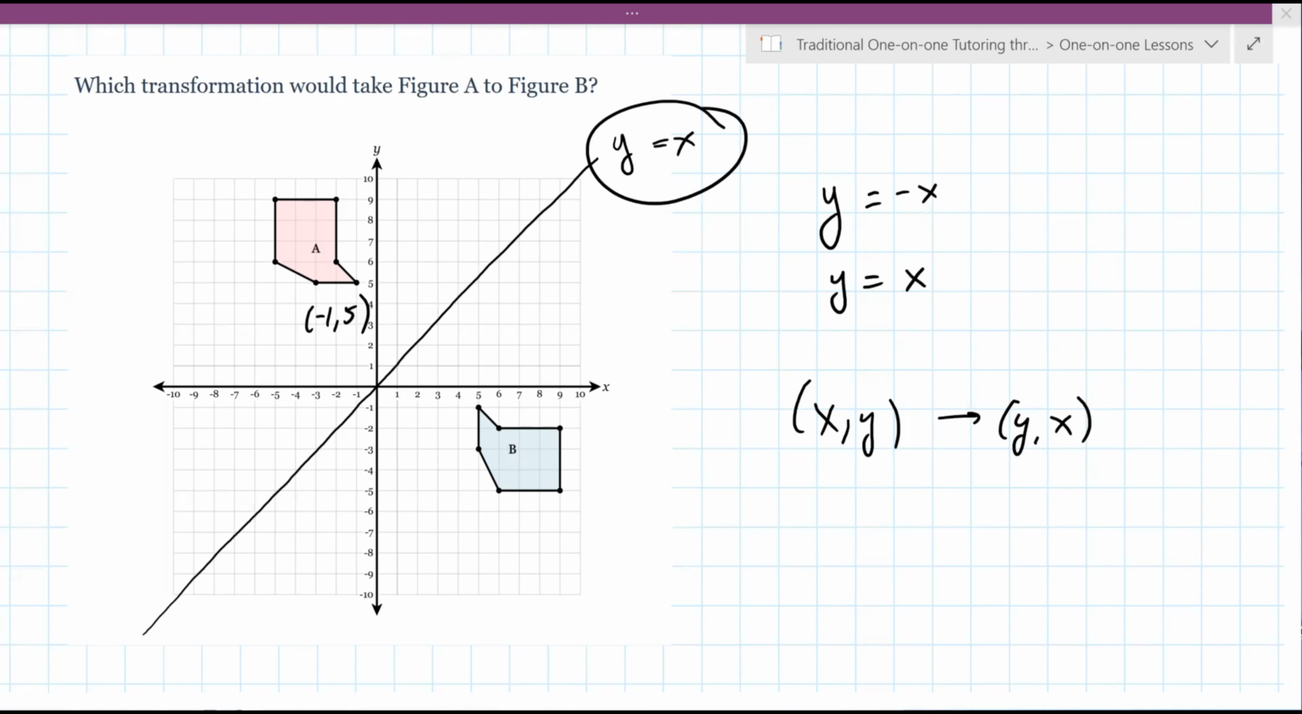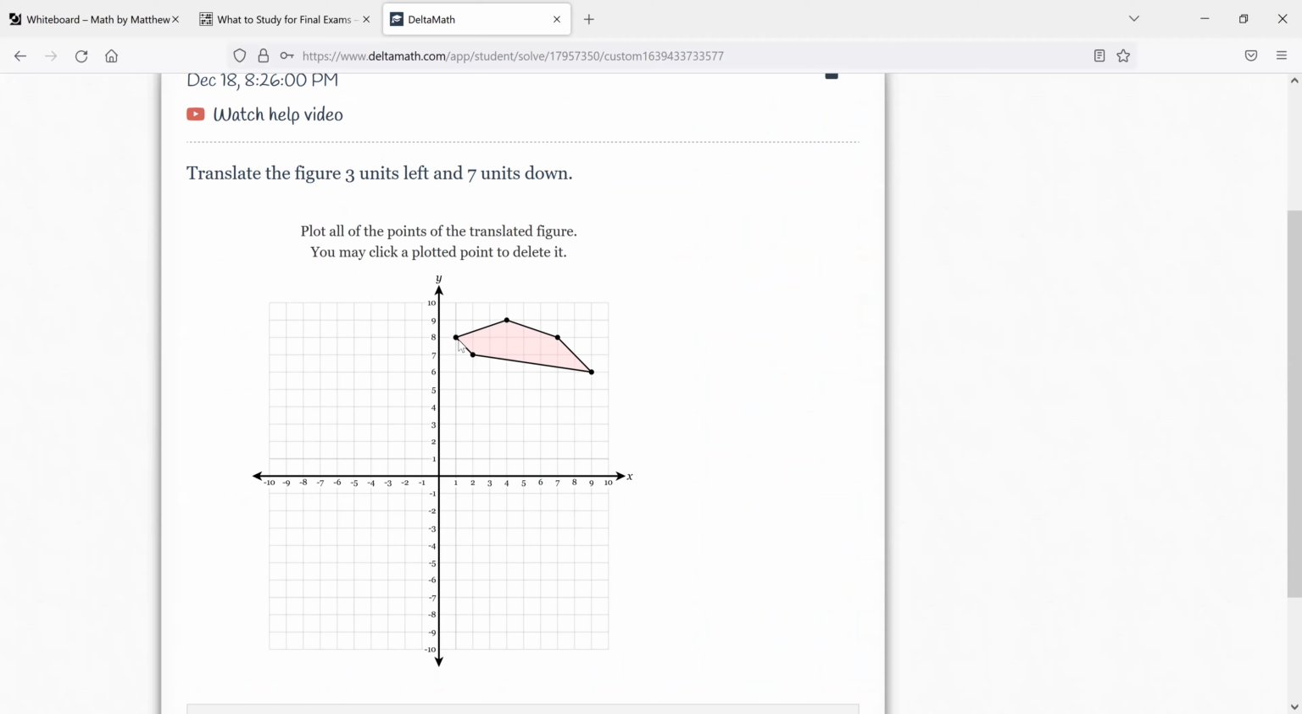All right. So this one, we'll go back to the other screen. This one actually wants you to translate the figure. So we have to go point by point, 3 units left and 7 units down. I'm gonna start here, 1, 2, 3, and then 7 down. Excuse me, I'm gonna go clockwise. So this is 4, this goes to 1, and then 7 down gets you to 2. This point right here is at 7, so I'm gonna go to 4, and then down to 1. Why did it do that?